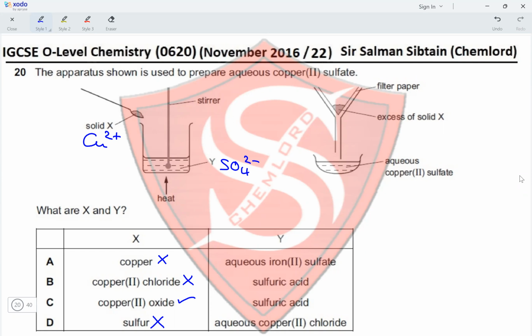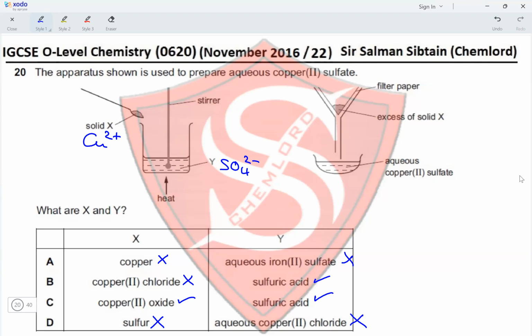So Y is a solution of sulfate ions. So is it aqueous iron II sulfate? Iron II sulfate, if present, will not be displaced by copper. So that is not it. It's sulfuric acid. Yes, sulfuric acid will react with copper oxide, producing copper sulfate, and additional copper oxide can be filtered out. And the last one says aqueous copper II chloride. No, why? It should not contain chloride. It should contain sulfate ions.